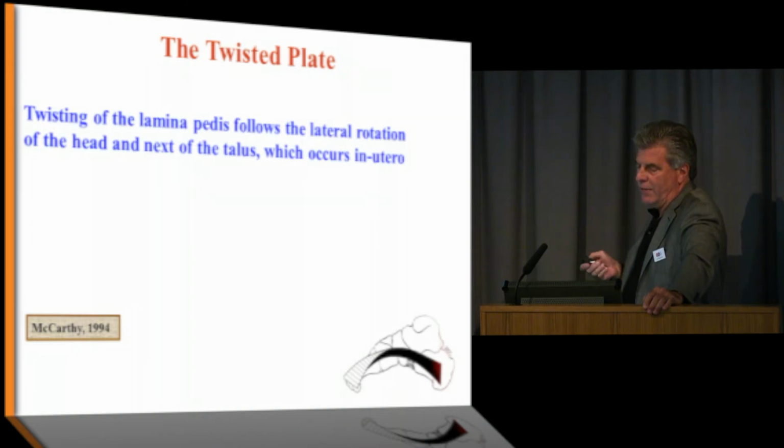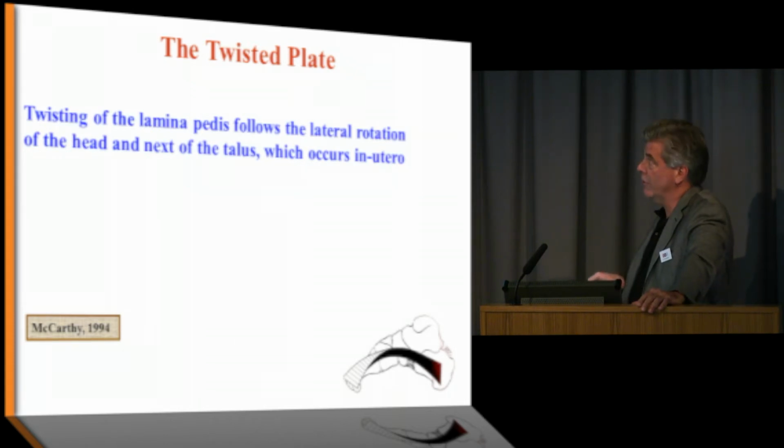So what we see as this lamina pedis twist in a favorable direction to establish the arch of the foot is that a lot of it has to do with the rotation of the head and neck of the talus, which occurs in utero.